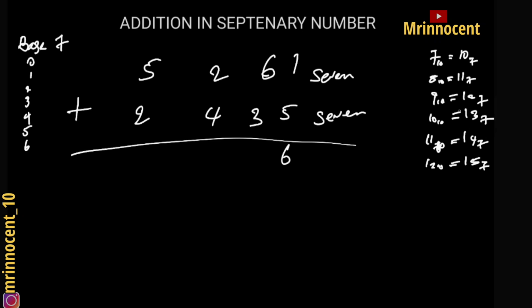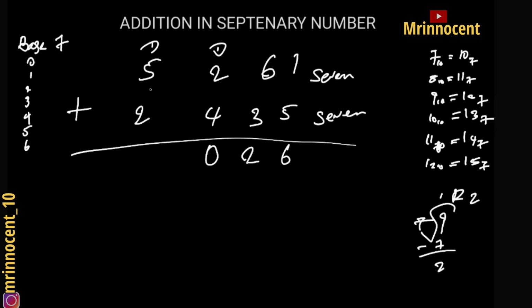9 in base 7 is 1. 1 times 7 is 7. Minus it, you have 2. Remainder 2. You carry the 1 to the next. 2 plus 4 is 6, plus 1 is 7. 7 in base 7 is 1, remainder 0. You write 0. Carry 1.